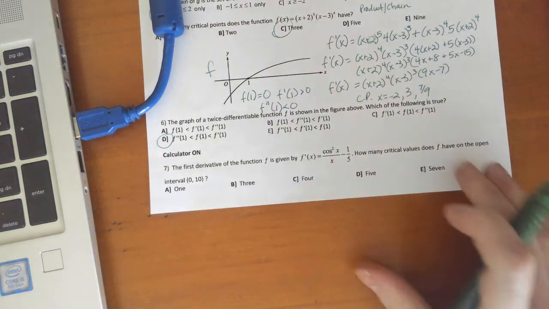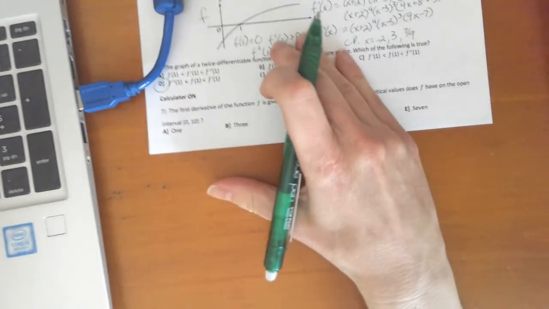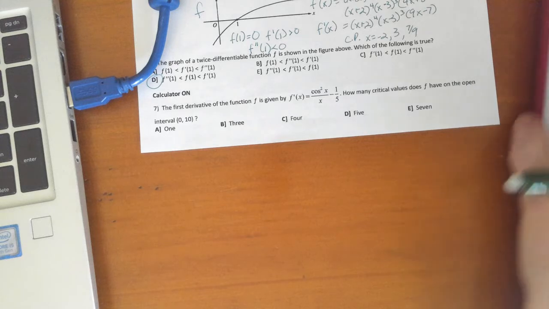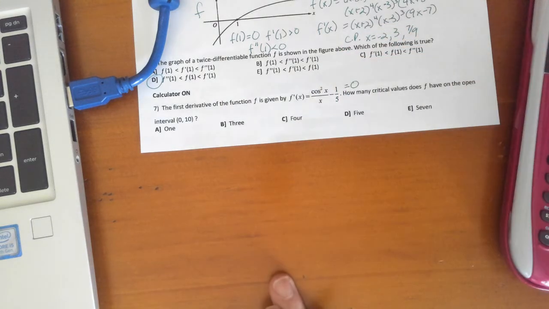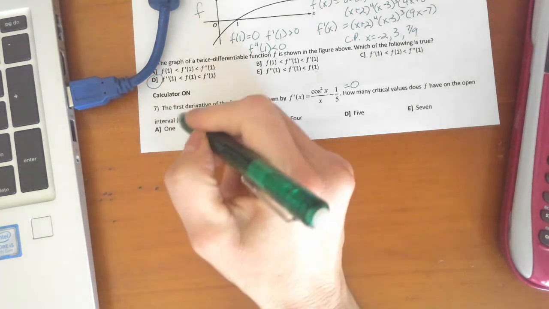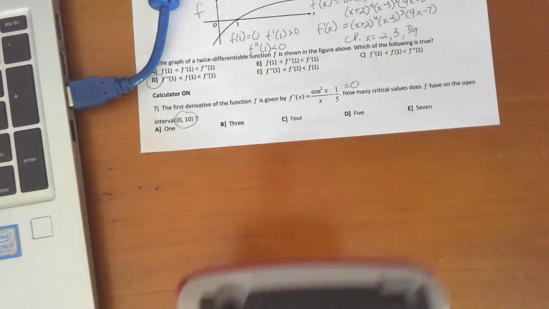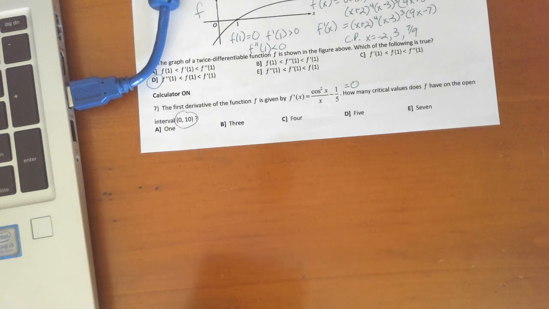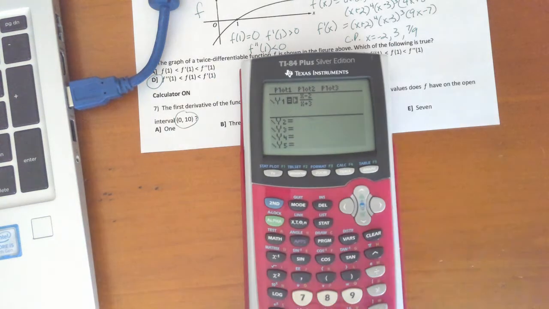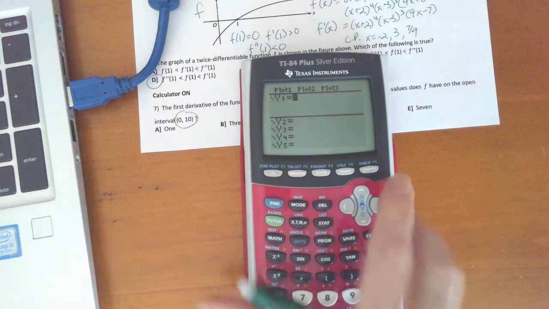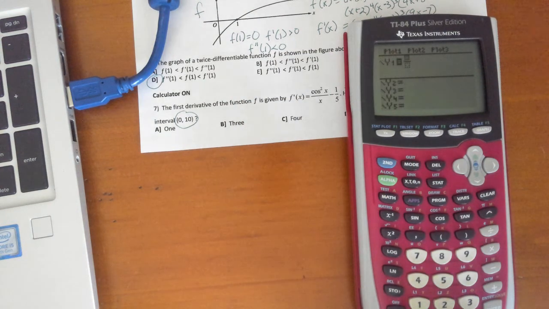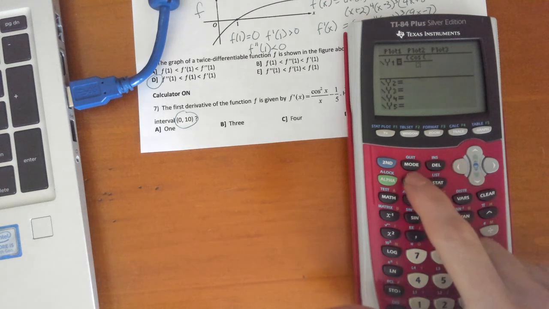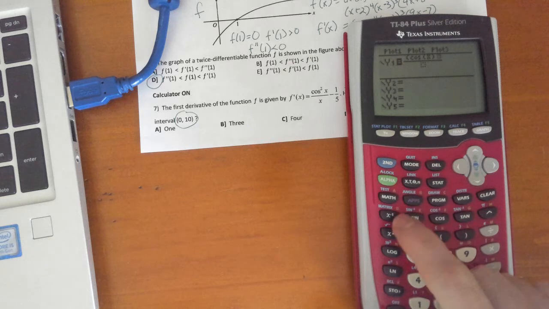And the last one is a calculator question. The first derivative is given. How many critical values? So we're looking for where this is equal to 0 on the open interval 0 to 10. So we are going to go to our y equals, and we are going to type our equation in. We have a cosine squared, so we're going to have cosine of x squared.